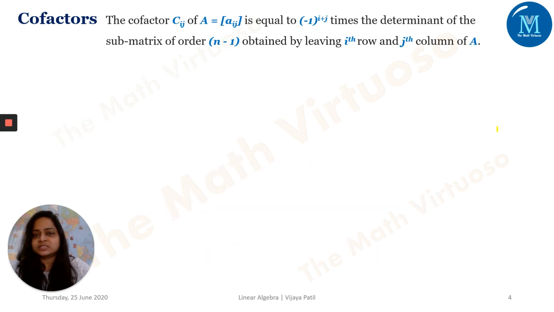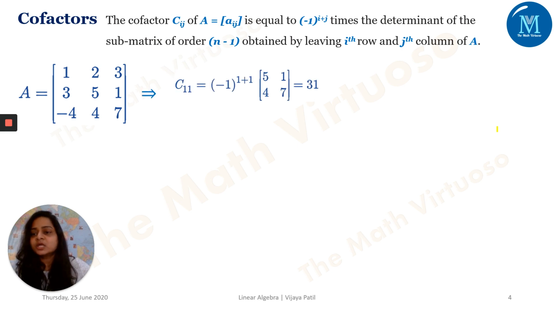Coming to the cofactors, I'll not explain it right now. Let me explain it with an example here. So for the cofactor, capital A is equal to 1, 2, 3, 3, 5, 1, 4, minus 4, 4, 7. The cofactor of the first element, that is placed in the first row, first column.